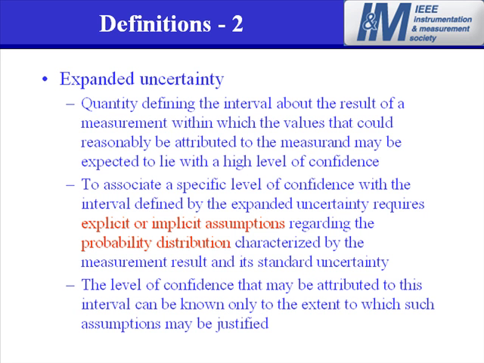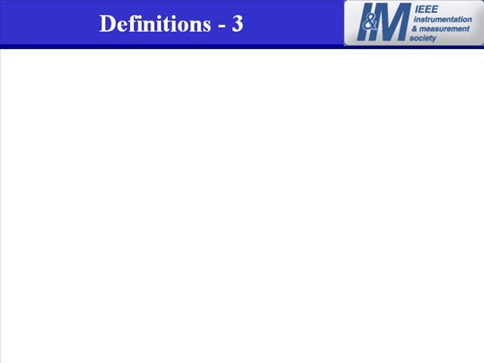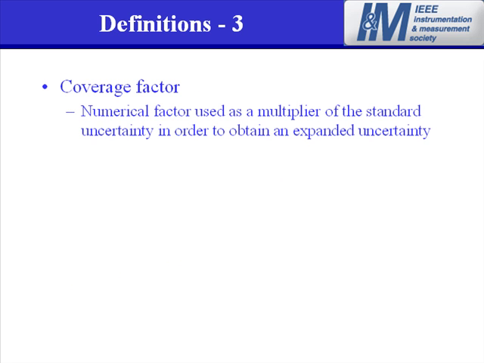So we can conclude that the level of confidence that can be attributed to the interval defined by the expanded uncertainty can be known only to the extent to which the assumption about the underlying probability distribution is justified. And this is a very important point that is often neglected in practice. We have one last definition. We define coverage factor as the numerical factor used as a multiplier of the standard uncertainty to obtain an expanded uncertainty.